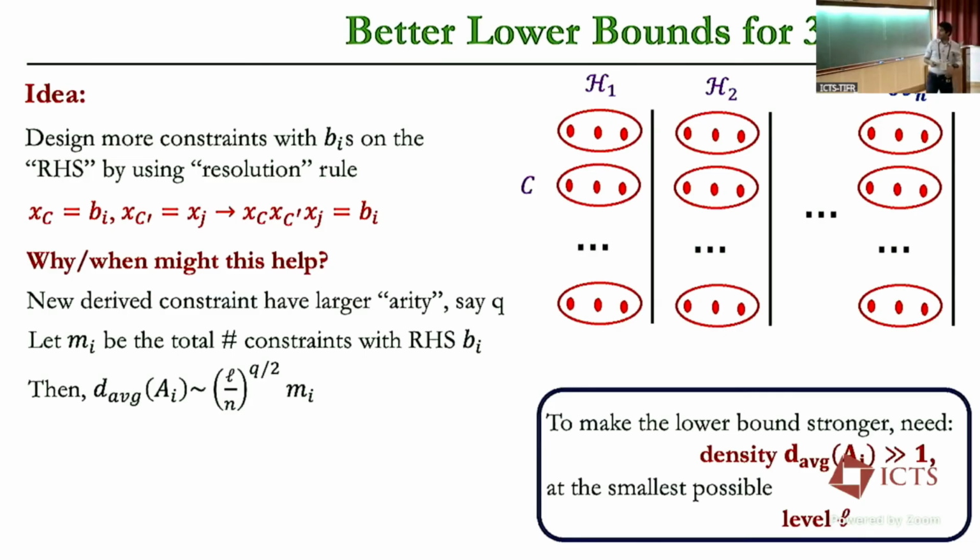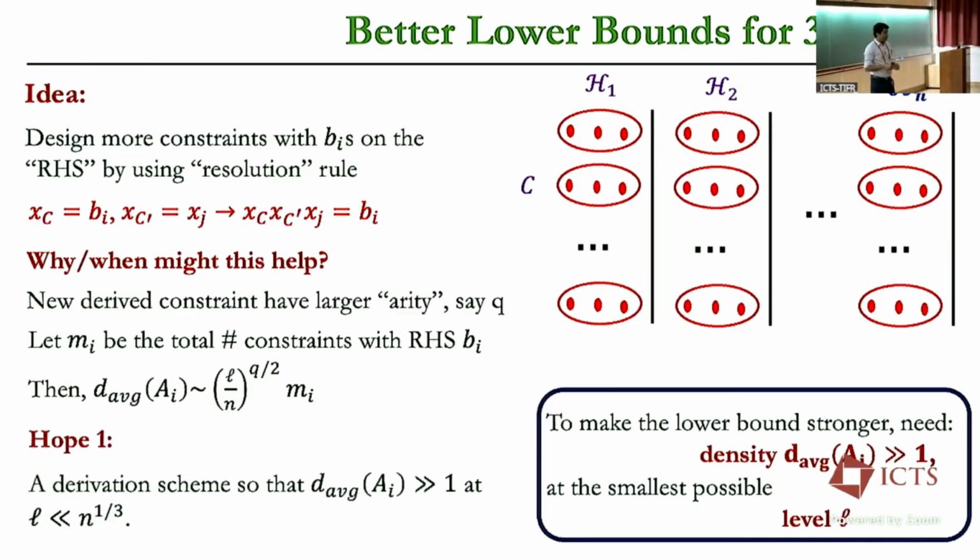Now remember what our heuristic is. We have to somehow make this number larger than 1 at a smaller L. So when do we win? At least in this heuristic sense, we will win if I can have a large enough m_i to more than compensate for the increase in arity, so that the effective density becomes 1 at a smaller level L. So that's hope number 1. We have to somehow create a scheme of these derivations and argue that no matter what these matchings are, I will be able to derive enough constraints with right-hand sides b_i so that the average degree of any A_i becomes bigger than 1 at a lower L.